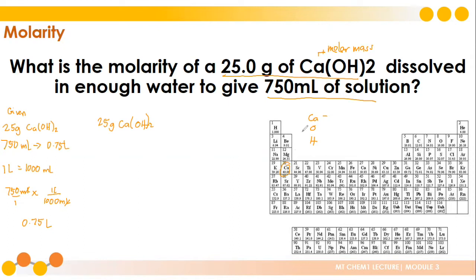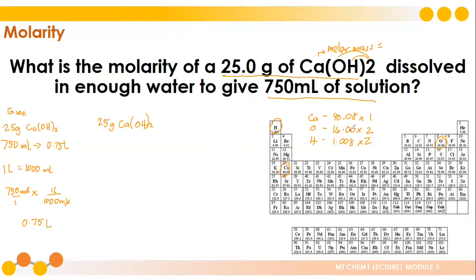We have here 40.08 and then multiply it with the amount of calcium found in the compound, and that's just 1. For oxygen, we have 16. Multiply it with the amount of oxygen in the compound, so we have 2. For hydrogen, it's 1.008. Multiply it with the amount of hydrogen in our compound, and that is also 2.